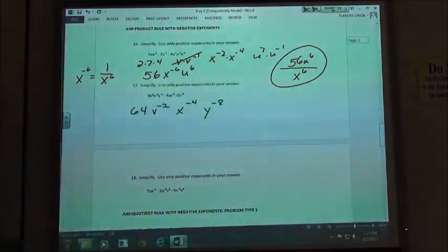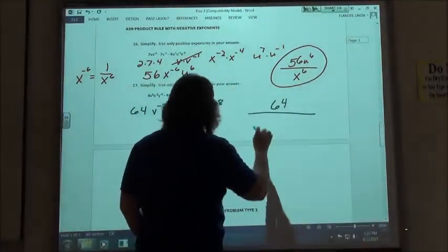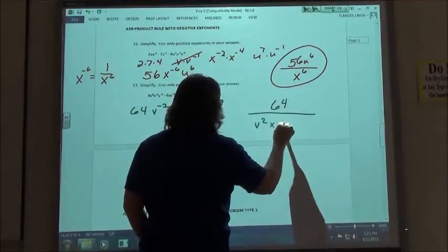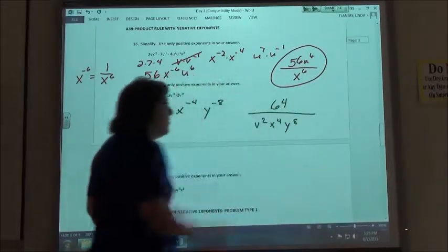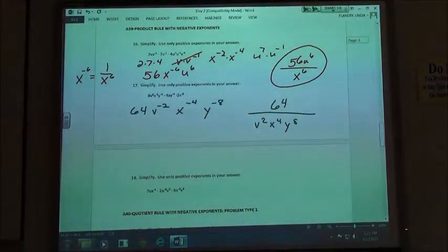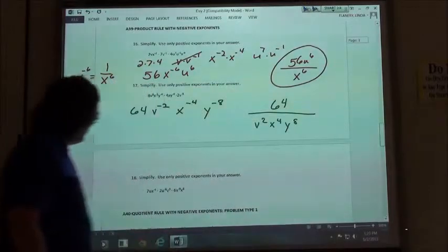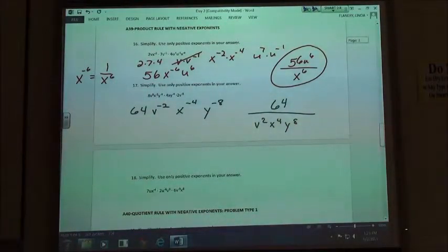negative 8, right? And that one, it happens that all of my exponents are negative. The 64, however, does not have a negative exponent. So the 64 is going to stay up on top. And the v squared, the x to the 4th, and the y to the 8th will all flip down to the bottom of my fraction to make my exponent positive instead of negative. I really didn't leave myself much room to write there, but I'll squeeze it in there anyway.